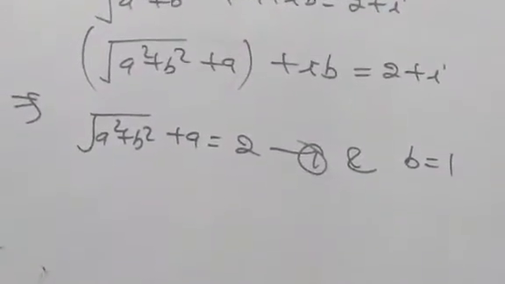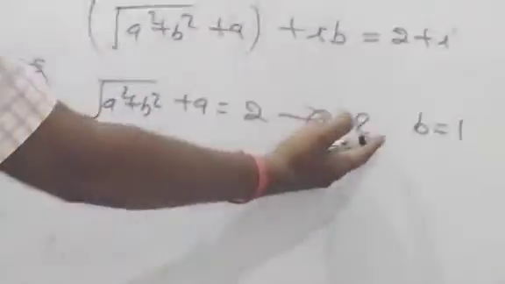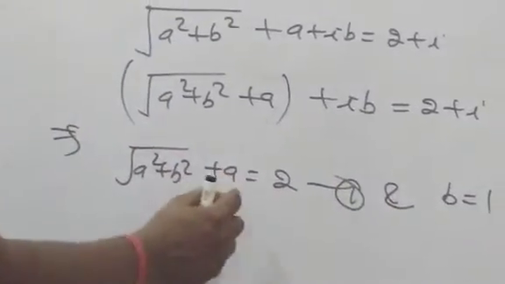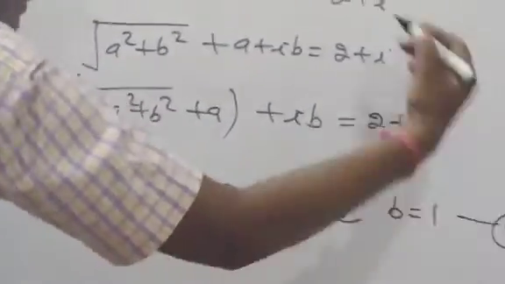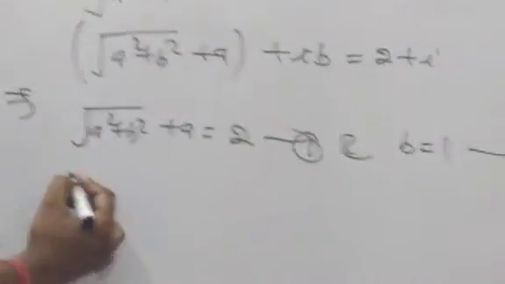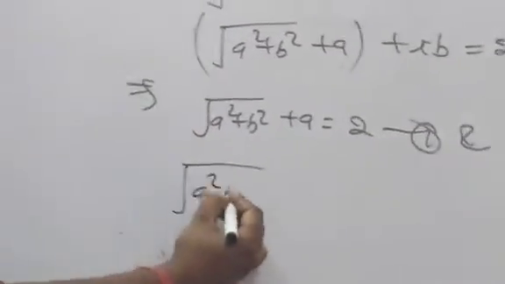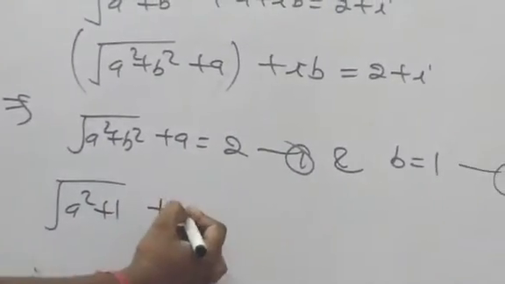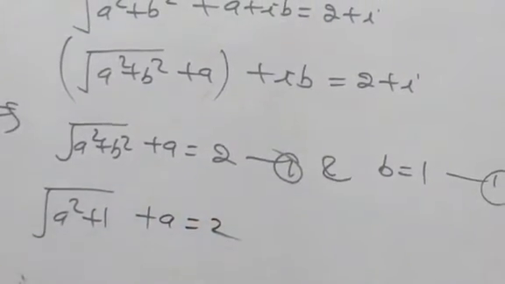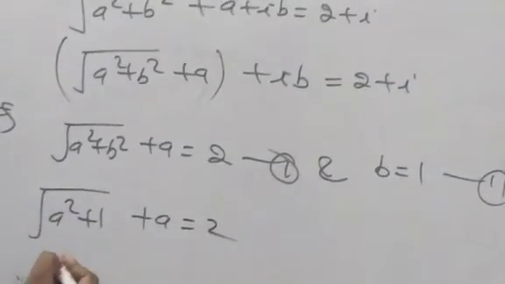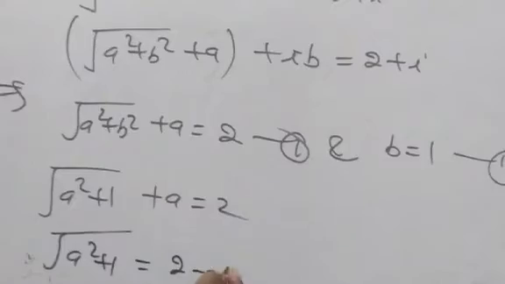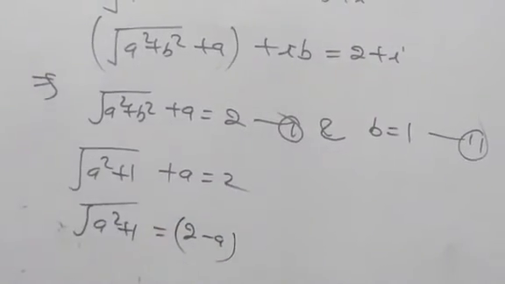Clear? Now put the value of b equal to 1 in this equation. Suppose this is the second equation. Then under root a square plus 1, plus a, is equal to 2. Clear? Now under root a square plus 1 is equal to 2 minus a.